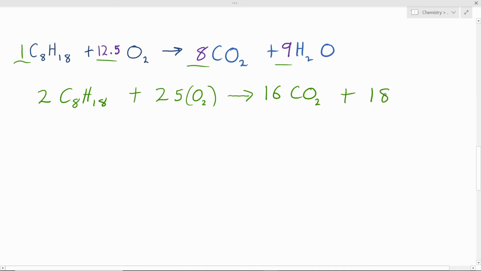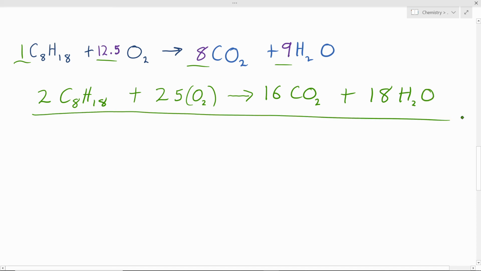And finally, we're going to have 18 waters. Every coefficient was multiplied by 2 to get our new balanced equation. If you want to double check that this is actually balanced, feel free. Count the number of carbons, then count the number of hydrogens, and count the number of oxygens for each side, and see if they match up.